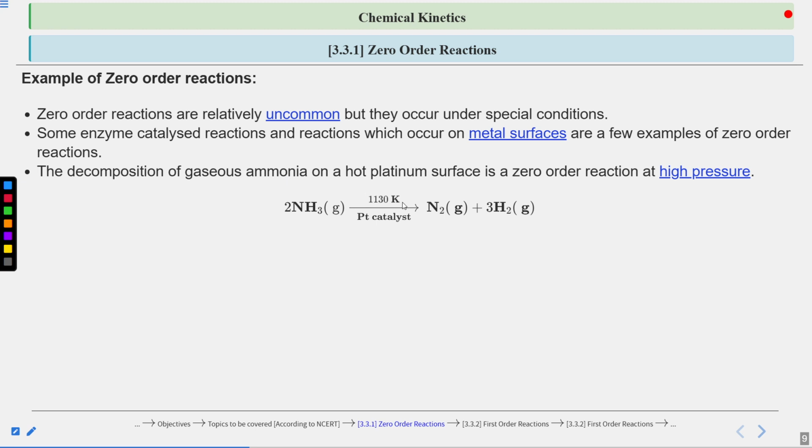This is a zero order reaction example. The rate for this reaction is k times the concentration of the reactant to the power 0. Because for a zero order reaction, the power will have the value 0 for the concentration of reactant, and hence the rate will be equal to the rate constant, that is k.